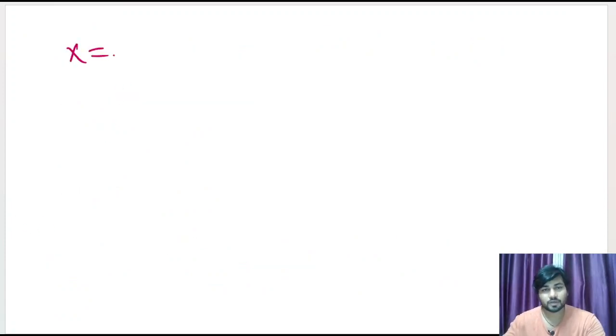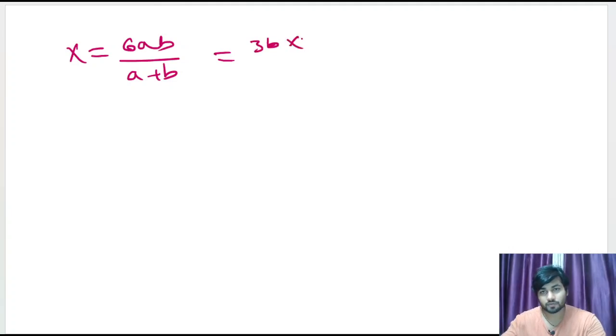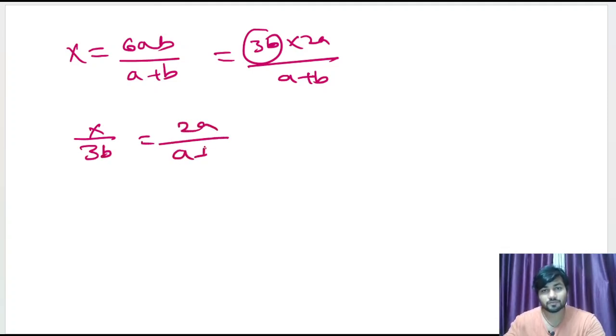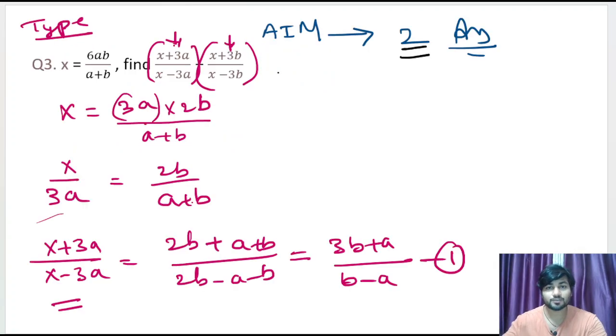x is equal to 6ab upon a plus b, right? So I can write it as 3b into 2a upon a plus b, and let me take 3b to the denominator on the left hand side. It will be x upon 3b is equal to 2a upon a plus b. Why did I do it? Because I know that in the expression I have x plus 3b. That is why I did it.